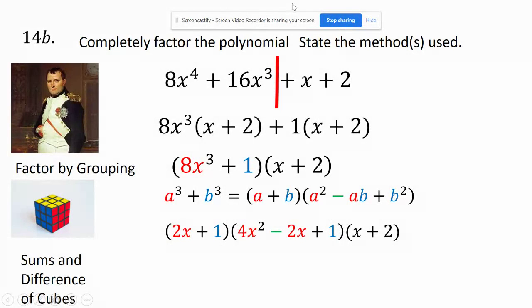So there I have factored this one completely using 2 methods. These are done by grouping and either sum or difference of cubes.